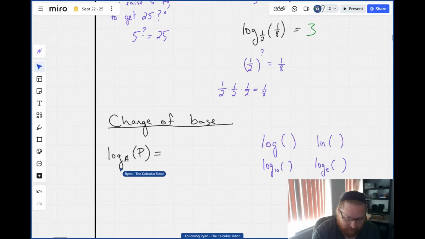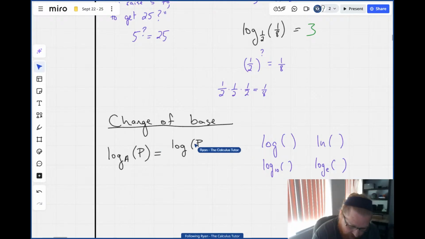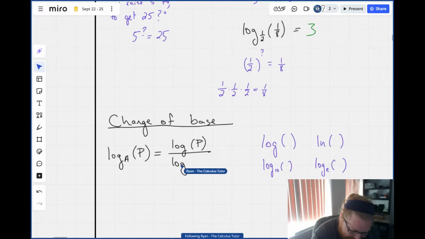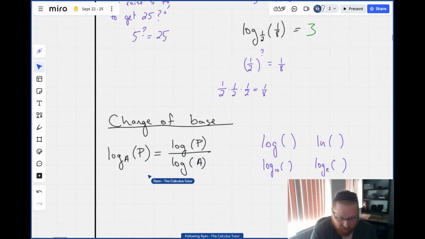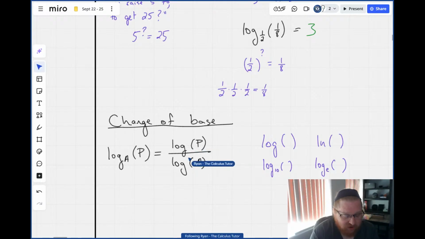So you can instead take a standard log, or any log, natural log, whatever, of whatever you're trying to take the log of in the first place, so log of p. And then if you divide that by that same log, I'm just using standard log here, of the base, these two things will be equal to each other.